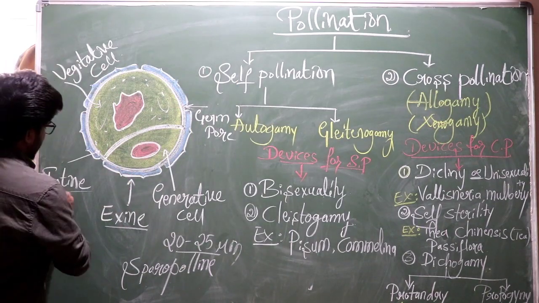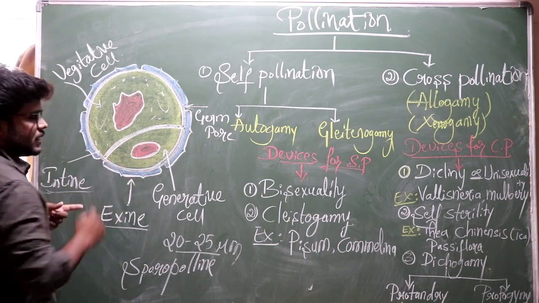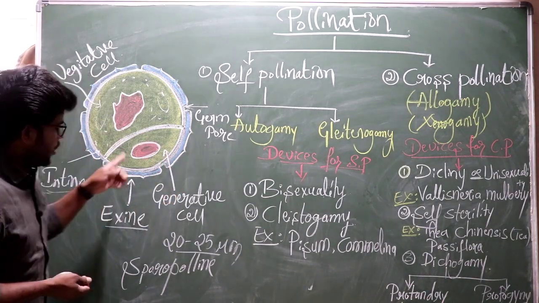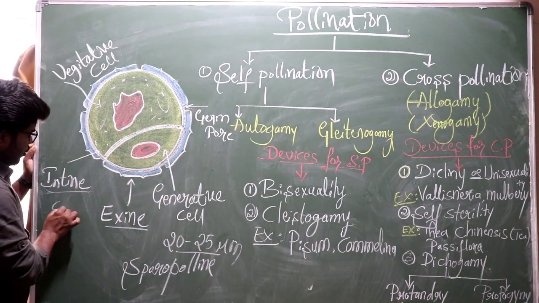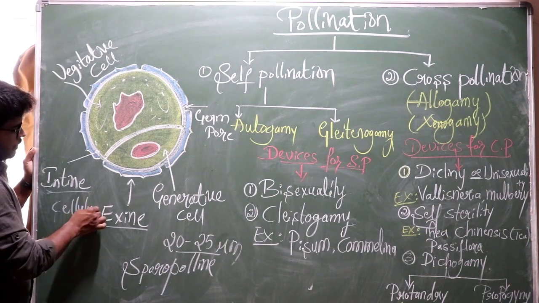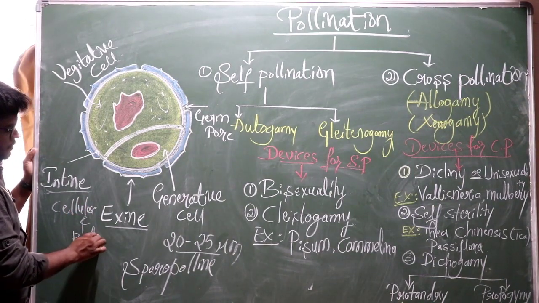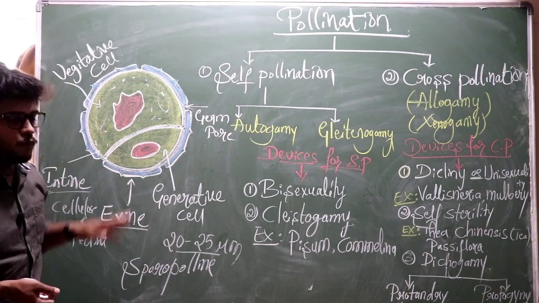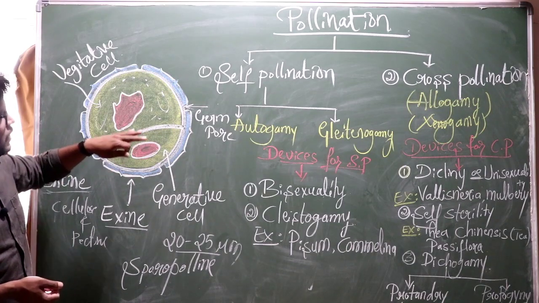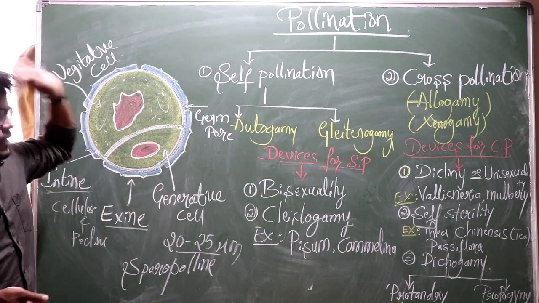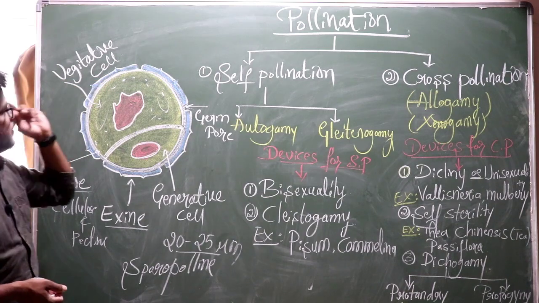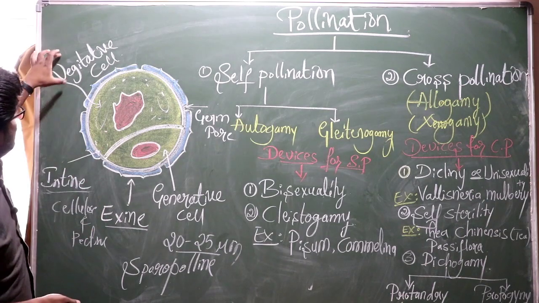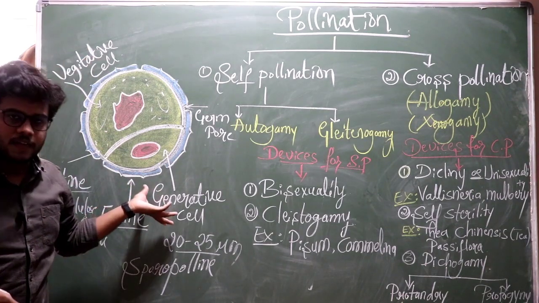Okay, so next to the exine, another layer is the intine. Intine is a continuous layer made up of cellulose and pectin. Inside this, it has the cytoplasm. The cytoplasm is covered by the plasma membrane. In the cytoplasm there are two cells, that is, the pollen grain contains two cells. One is the vegetative cell, another one is the generative cell.